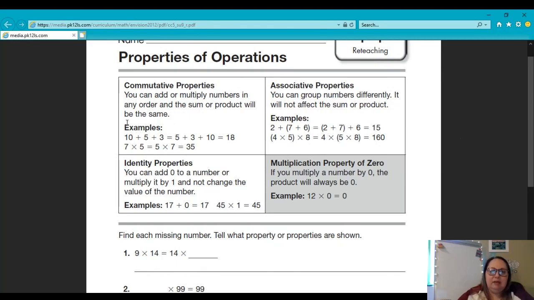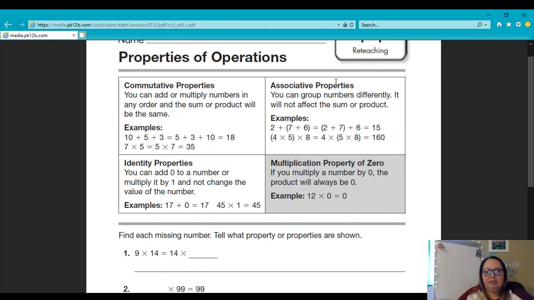So as you can see, the example here says 10 plus 5 plus 3 equals 18, the same as 5 plus 3 plus 10. So I'm changing the order of those addends to get the same sum. And it doesn't matter for addition, those are always going to end up being the same. Your answer is going to be the same as long as your numbers are the same on either side. The next one says 7 times 5 equals 35, the same as 5 times 7 equals 35. So again, it doesn't matter which order you put those numbers in, you will get the same product.